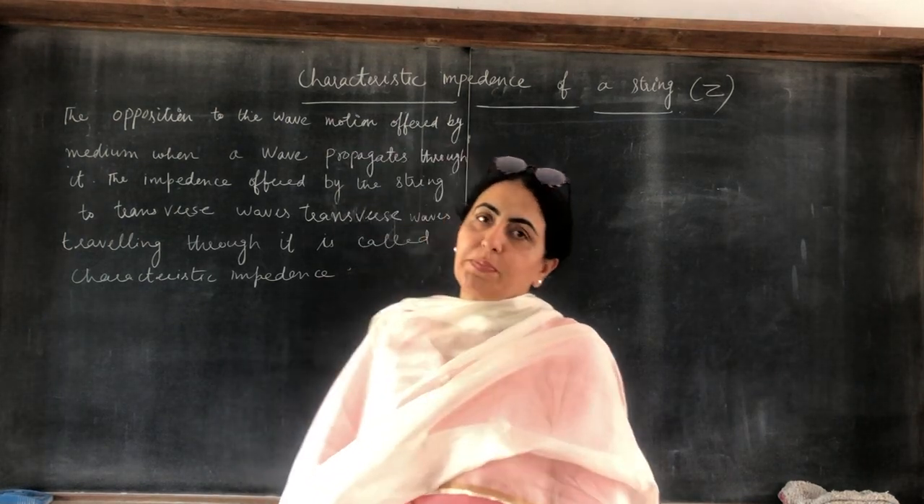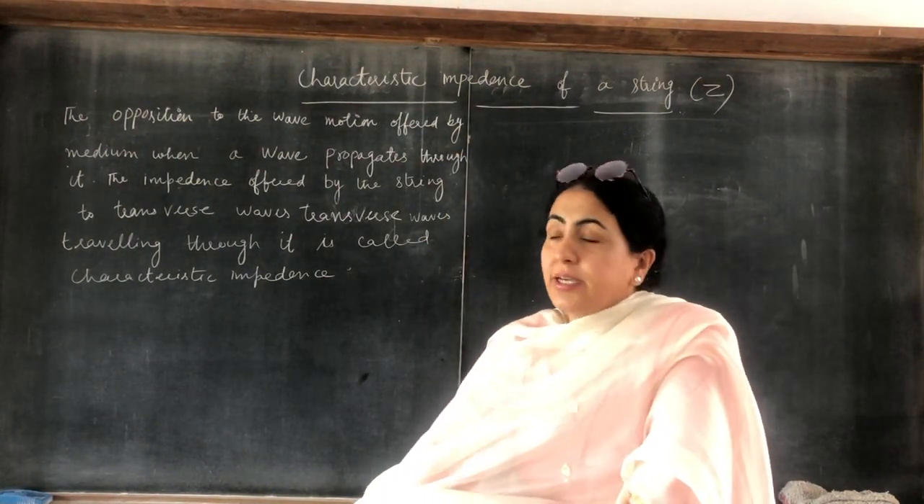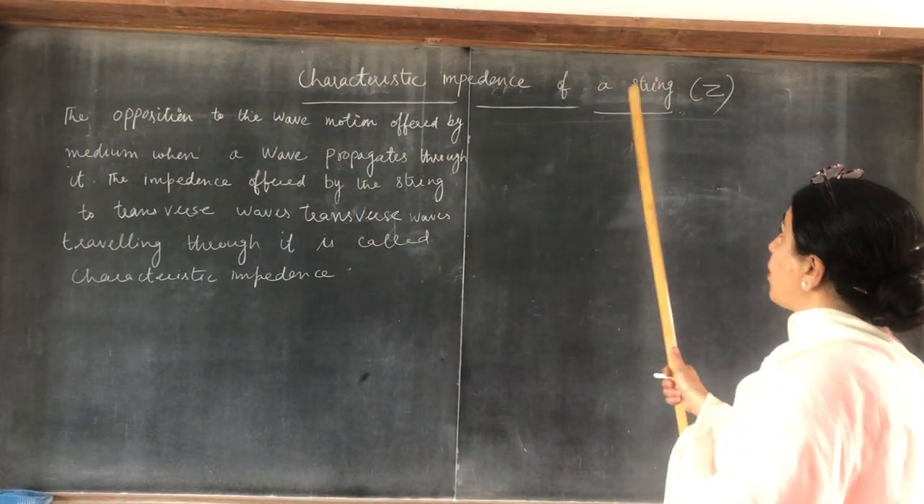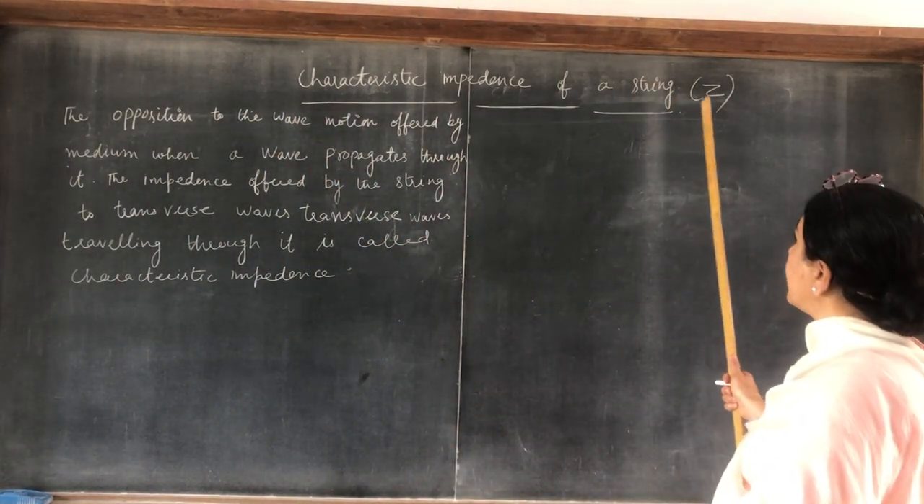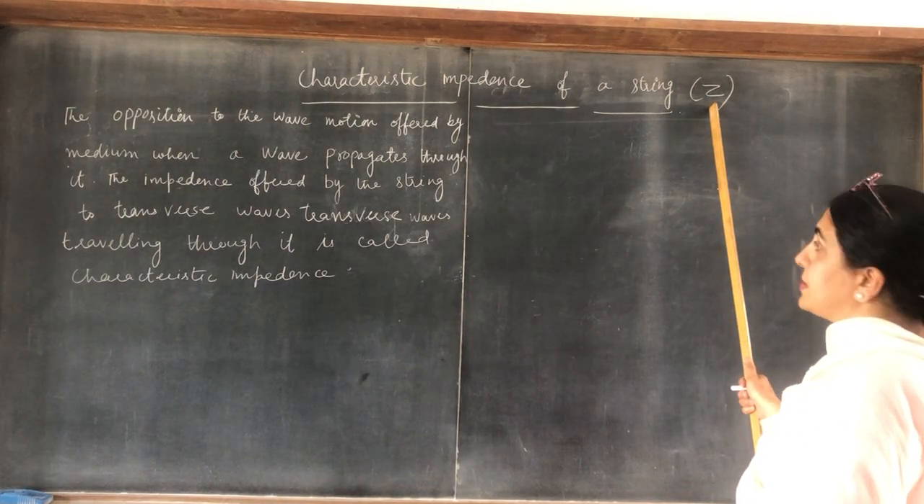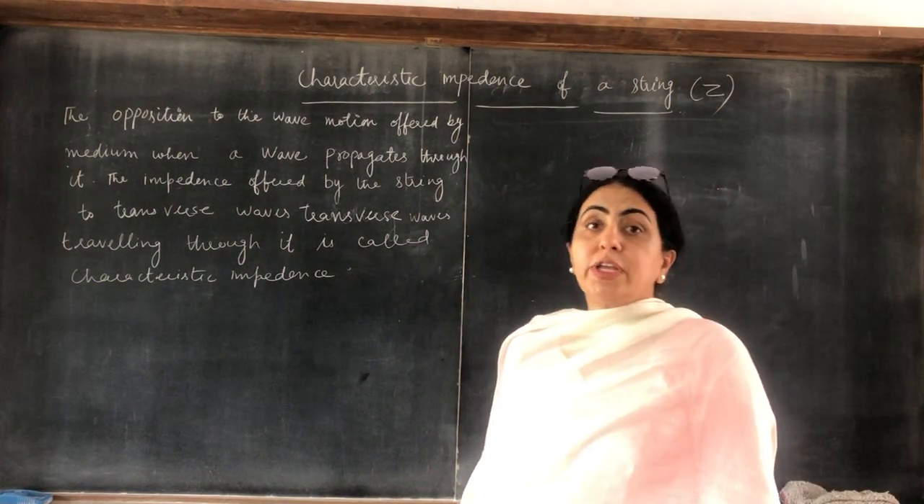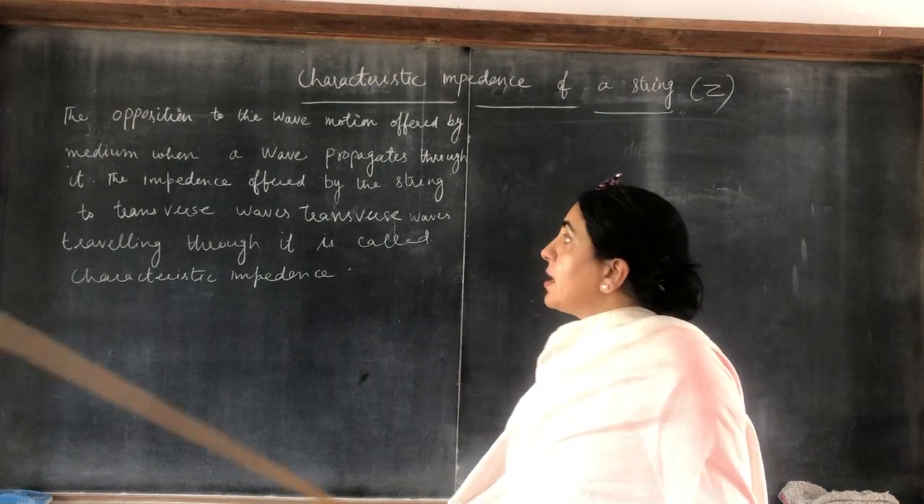So today our topic is the characteristic impedance of a string, and the symbolic representation of it is Z. So first of all, we define this. How can we define this?